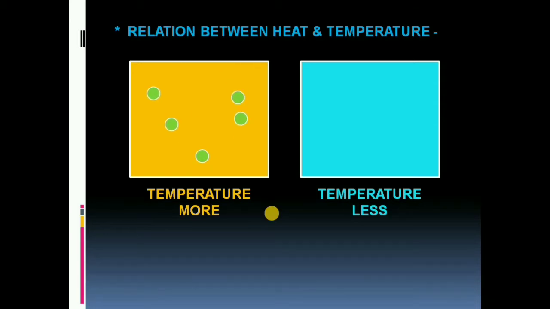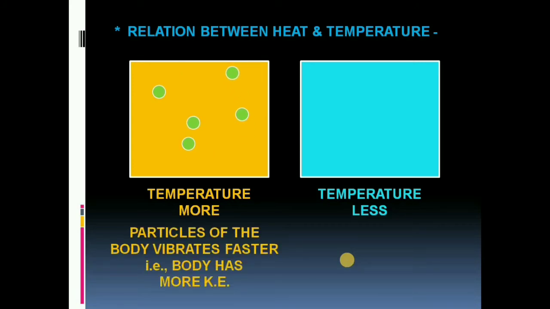So in case of hot bodies, the molecules of the body vibrate rapidly. So particles of the body vibrate faster. It means the body will have more kinetic energy, because when these particles or molecules vibrate rapidly or faster, they move with greater speed. So if the speed is more, kinetic energy will also be more. So just remember, hot bodies have high kinetic energy. As a result, it will have more heat energy contained within itself.